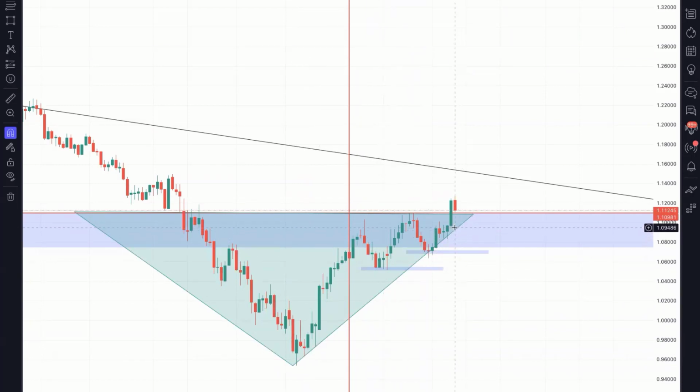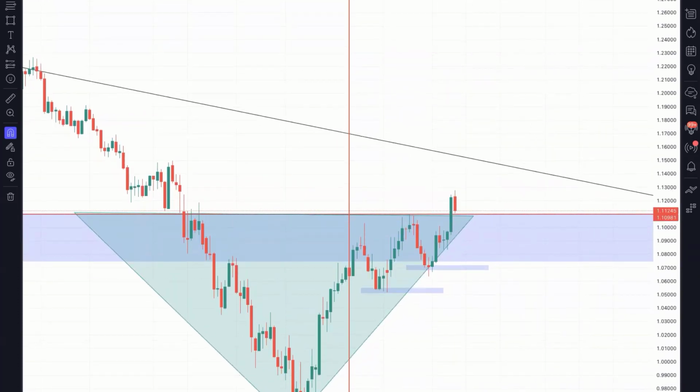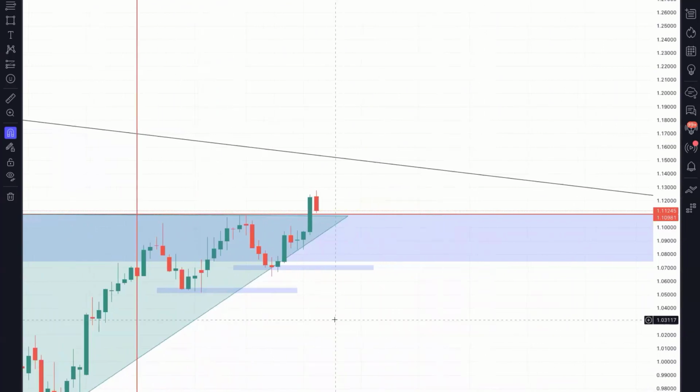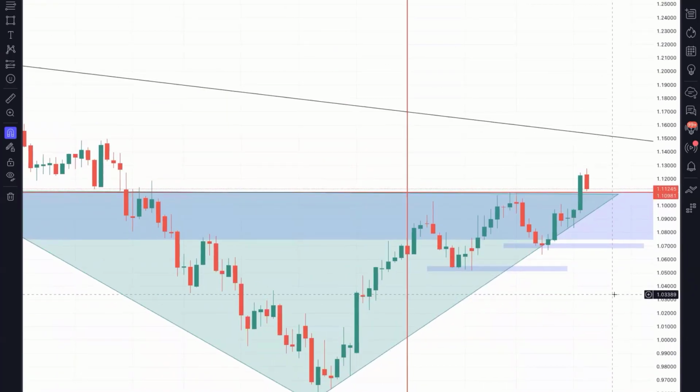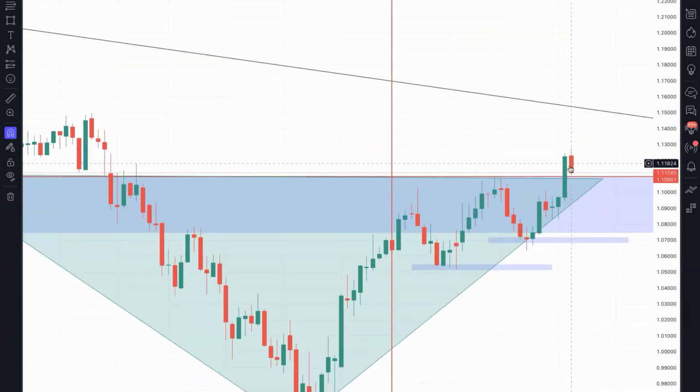Now, when we got to this level, look at the big candle that broke out of this resistance zone. This is what we call a breakout candle. Let me bolden it. This is a breakout candle. This breakout candle has broken out of this resistance zone.